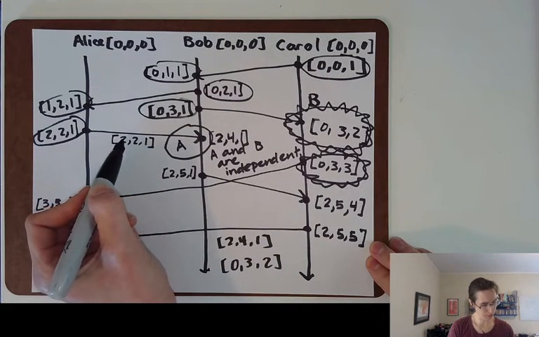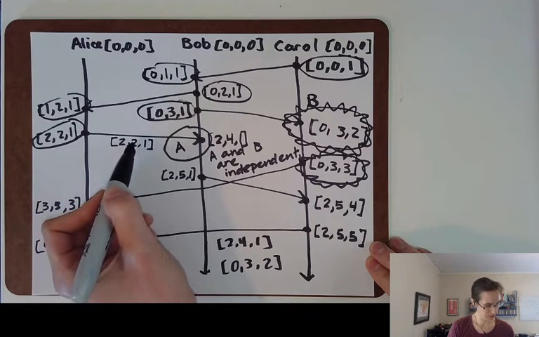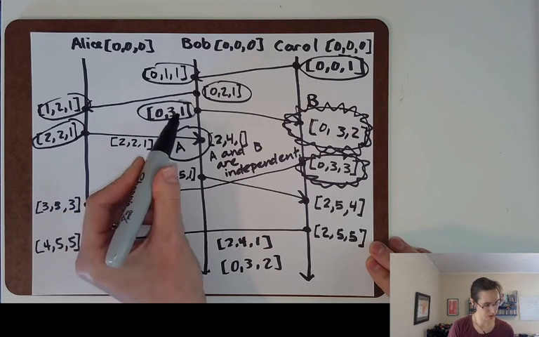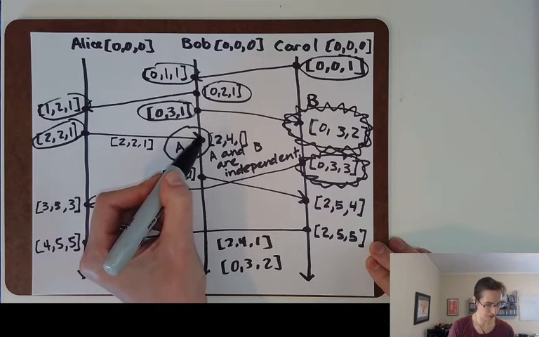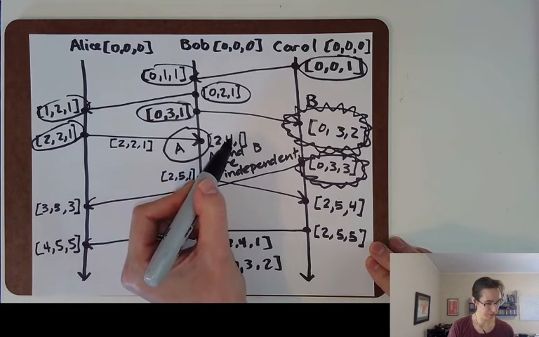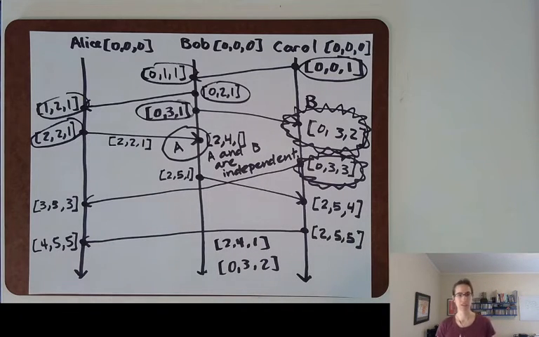Because 2 is the pointwise max of 0 and 2. The middle value, we take the pointwise max of 2 and 3, which is 3, but then we increment it because Bob is counting this event that happens on himself as an event. And so then we get 4. And then the max of 1 and 1 is just 1. So that's how we calculate the 241.